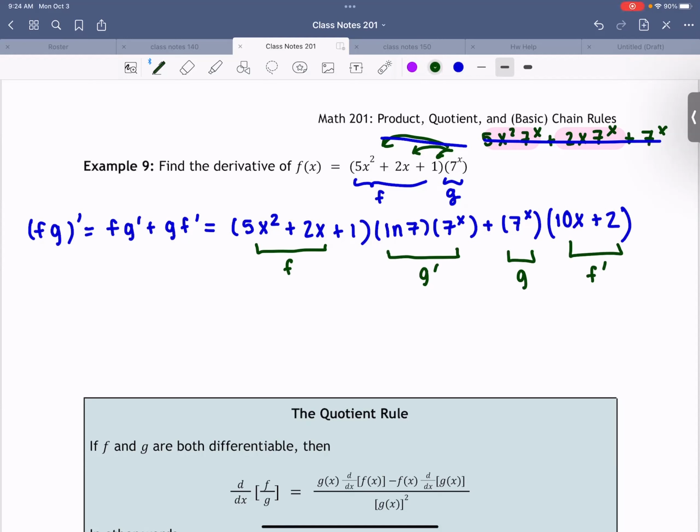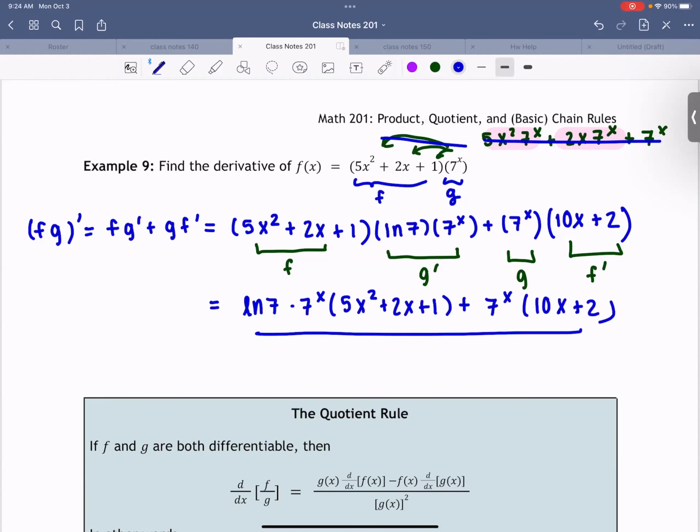Now I'm not really going to clean this up. I guess one thing I can do, and we'll deal with this later, this is a little bit messy, so I'm going to put the ln 7 up front times 7 to the x, 5x squared plus 2x plus 1, plus 7 to the x times 10x plus 2. If you want to FOIL this out, you can. I would say for right now, I would be fine leaving it as this. In the future, when we start applying derivatives, you might need to start simplifying things, but for now, let's just keep it as it is.